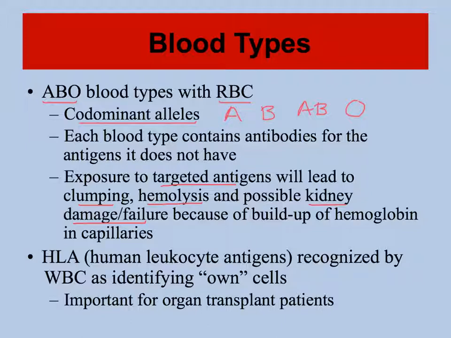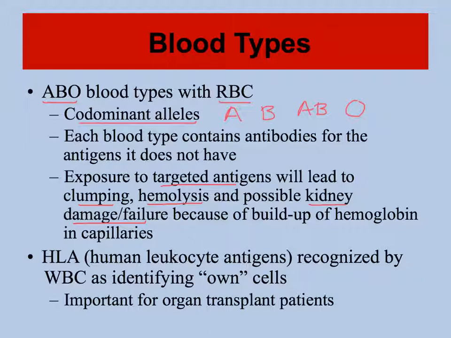So if you have type A or type B blood, you're going to have antibodies for the opposite one. If you have type AB blood, you're not going to have antibodies for either one, because you have both antigens present in your blood supply. And if you have type O, you will have antibodies for both, because you don't have any antigens at all. Type O is the recessive and doesn't make the antigens.